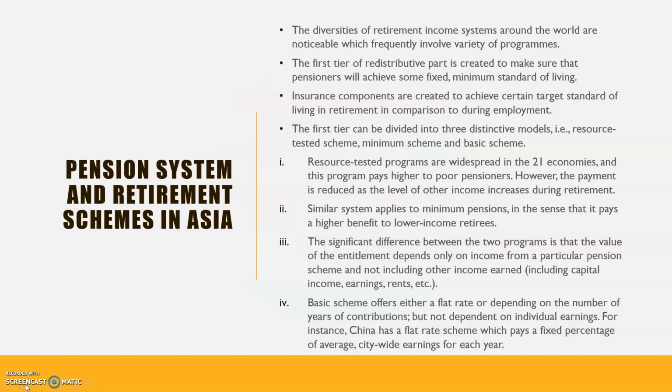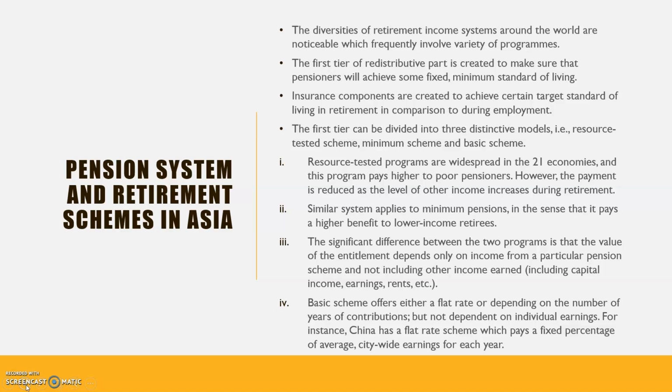So, pension systems and retirement schemes in Asia. The diversity of retirement income systems around the world is noticeable, with frequent involvement of a variety of programs. The first tier of programs is the redistributive part, which is created to make sure that pensioners will achieve some fixed minimum standard of living. Meanwhile, the second one is the insurance component, which is created to achieve a certain target standard of living in retirement in comparison with during employment.